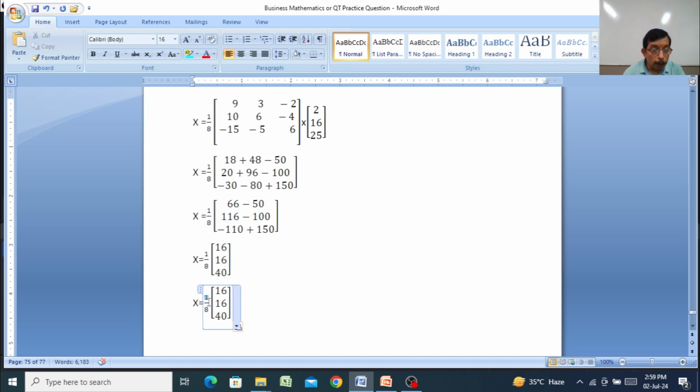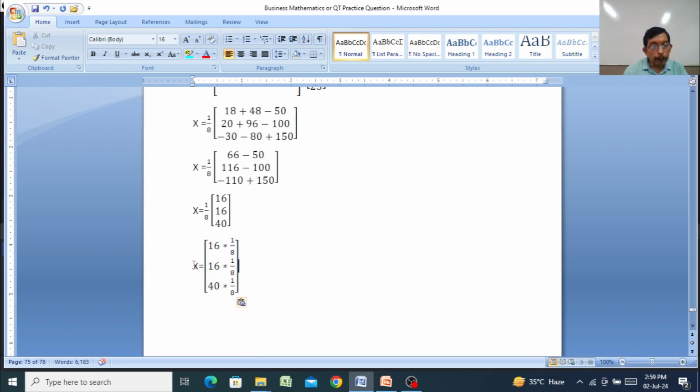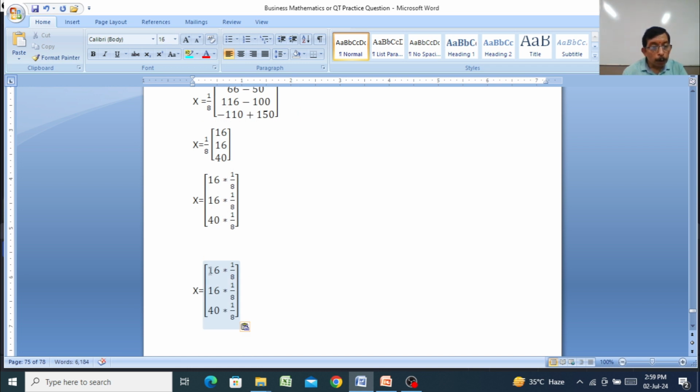1 by 8 is the scalar quantity multiplied by each element of the given matrix. 16 multiplied by 1 by 8, then 16 multiplied by 1 by 8, then 40 multiplied by 1 by 8. Simplify in the next step. The result is 2, note down 2. The result is 2, note down 2. Result is 5, note down 5.